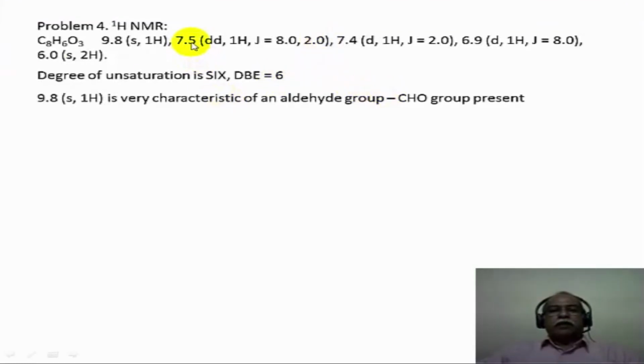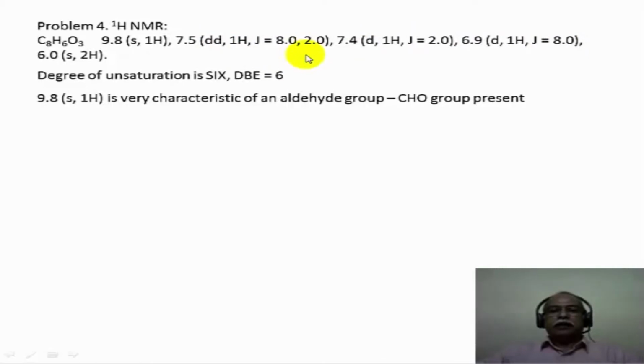Then if you look at the 7.5 ppm doublet of doublets with 8 and 2 Hertz couplings, and 7.4 a doublet with J equal to 2, and 6.9 a doublet with J equal to 8, all of them are 1 hydrogen intensity. This would only mean that you have an aromatic skeleton with 3 hydrogens because of the integration 1, 1 and 1 for these 3 signals. It is a tri-substituted aromatic compound.